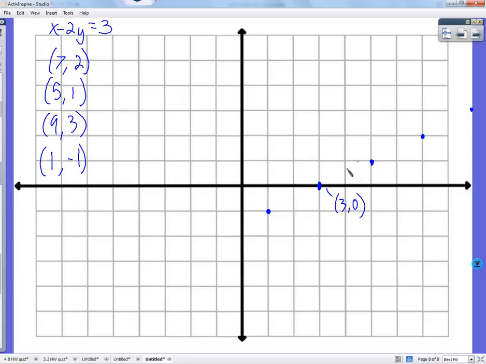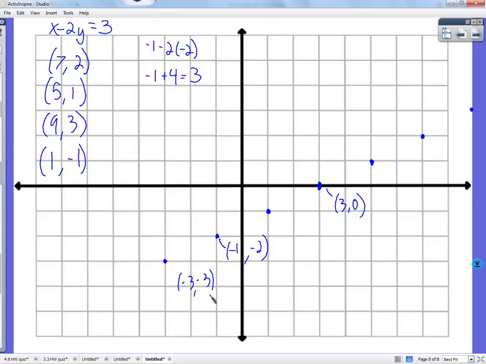So we could follow this pattern and find more solutions without even having to do any math, right? We could just go over 2 and down 1. What are the coordinates of that point? Negative 1, negative 2. Plug those in. Negative 1 minus 2 times negative 2. This seems to be what we're being told here. Negative 1 plus 4, that is 3. Follow that pattern here. That's negative 3, negative 3. Plug that in, we'll find that's a solution.